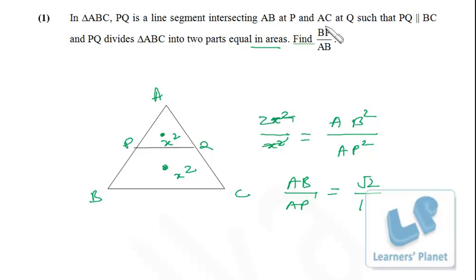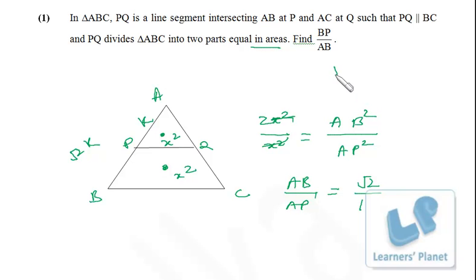Now we have to find out BP by AB. So AB is equal to root 2k. This is a ratio, so we cannot take it directly as root 2. So AB is equal to root 2k and AP is equal to k. That means BP is equal to root 2k minus k.